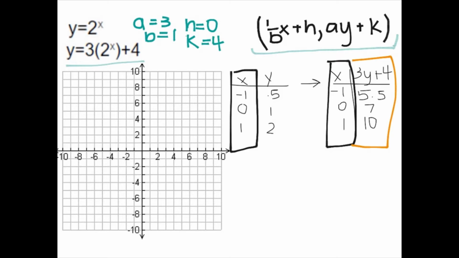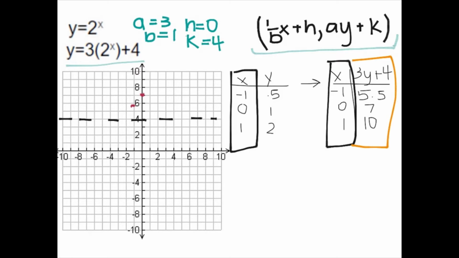Now we're just going to go ahead and graph this. We know our horizontal asymptote is going to be 4. So we're going to draw a line, and we're going to plot the points. Negative 1 is going to be 5.5.